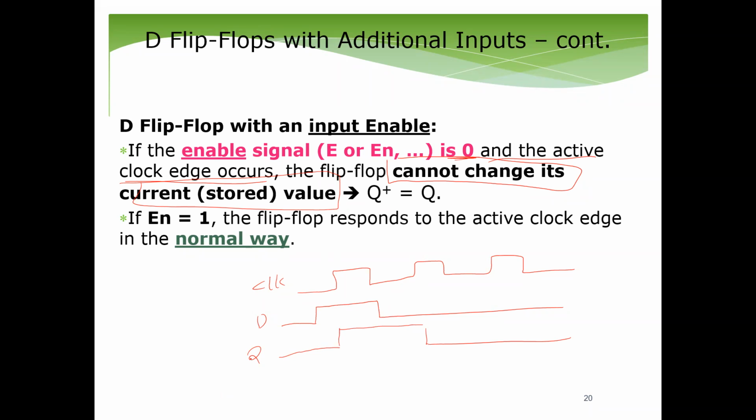But suppose I have this flip-flop with an enable signal, and I set the enable to 0. Enable equal to 0 means ignore all changes in D and in clock. Enable equal 0 means this flip-flop is disabled, so don't listen to the clock and don't listen to D. If enable equal 1 for the same flip-flop, then Q will behave normally.